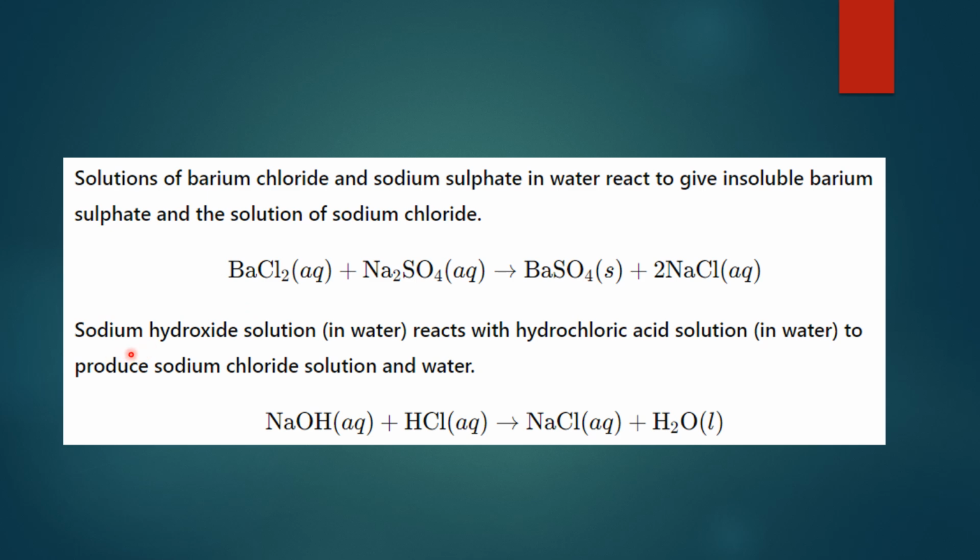Now, next one is sodium hydroxide solution in water reacts with hydrochloric acid. So we have this as solution. So we write NaOH aqueous, hydrochloric acid solution in water. So HCl also aqueous to produce sodium chloride, NaCl aqueous and water, H2O. H2O is liquid. So this is the equation. So it is already balanced, so no need to balance this equation.